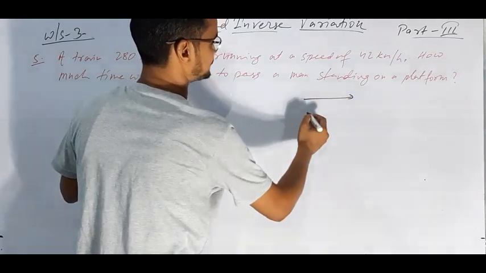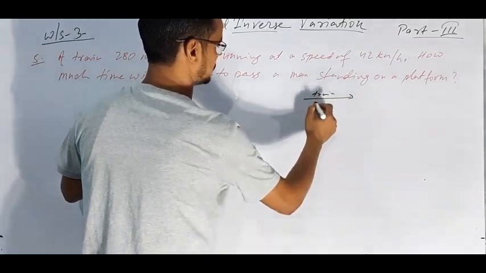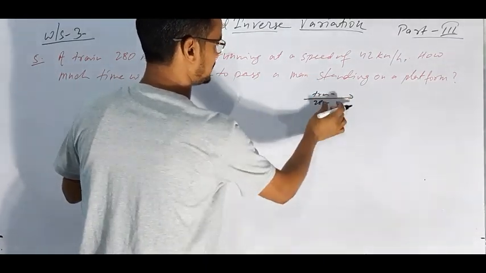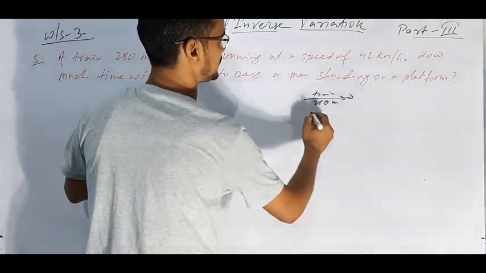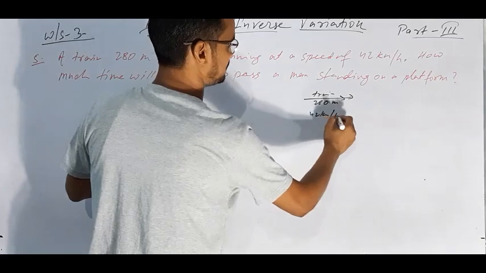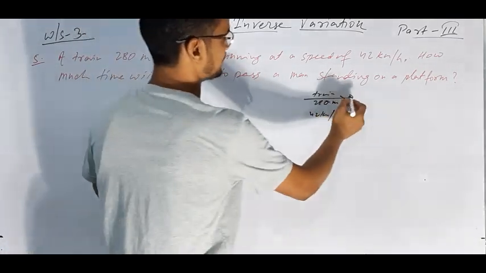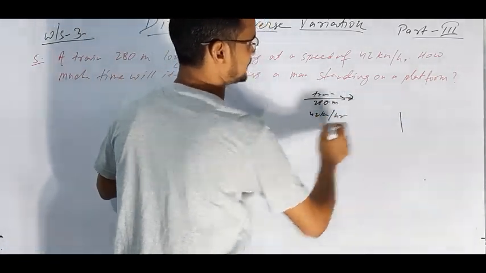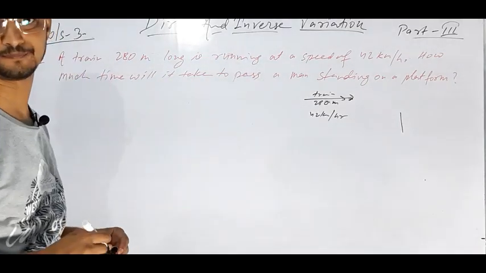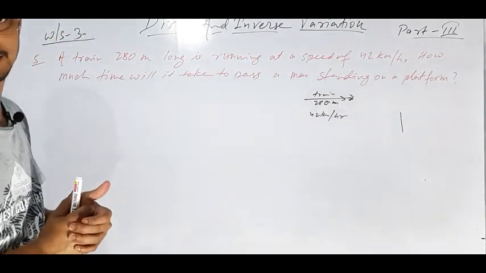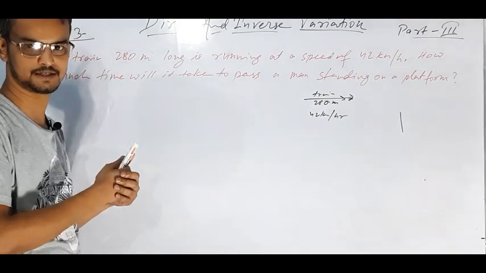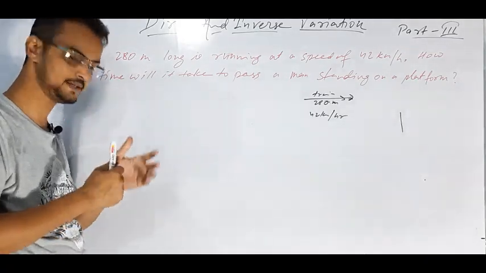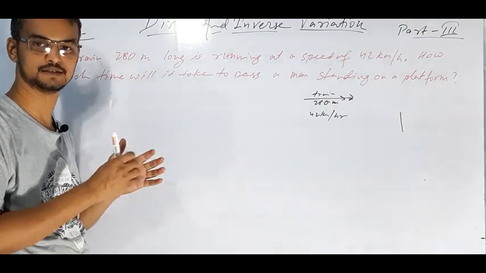This is a train of 280 meter length, which is running at a speed of 42 kilometer per hour. Now a man is standing here, a man is standing on the platform. Then how much time will it take? Then it is distance travelled. The time taken is distance by speed.